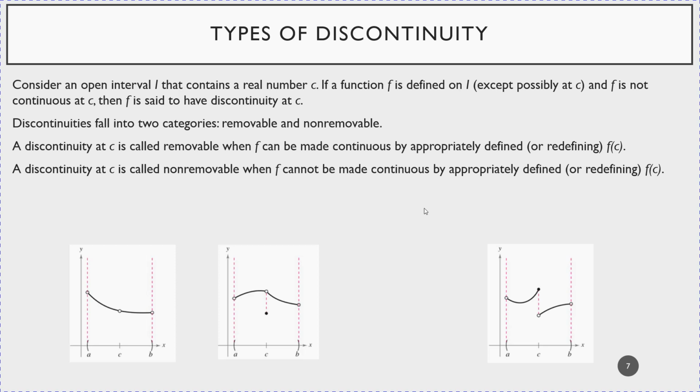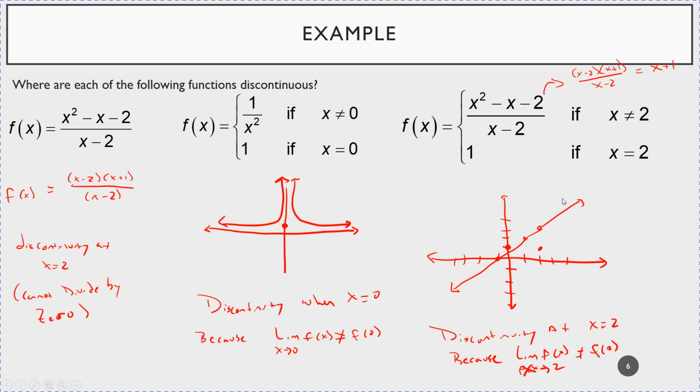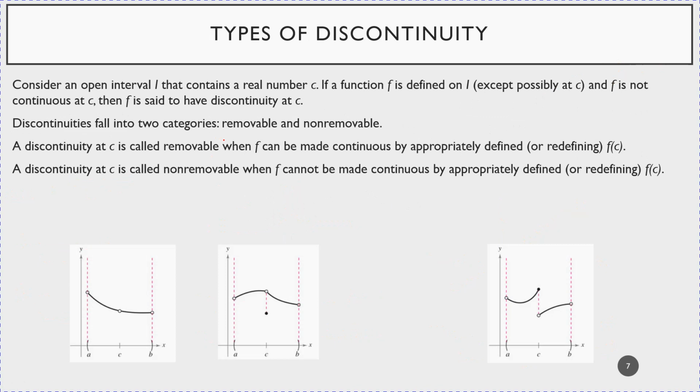If a function f is defined on I, except possibly at c, and f is not continuous at c, then we say you have discontinuity at c. Discontinuity falls into two categories. This type of discontinuity here is different from this type. We have what's called removable discontinuity, and we have non-removable. A discontinuity at c is called removable if f can be made continuous by appropriately defining or redefining f of c. These two examples here are removable discontinuities.